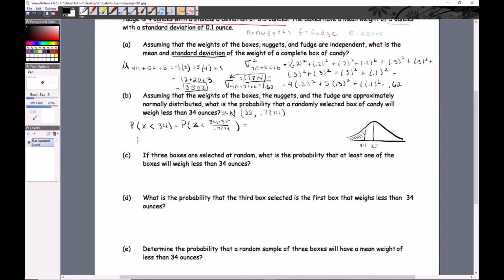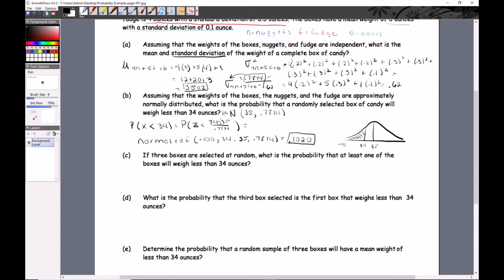All we need now is the normal CDF part. So normal CDF. And so it's going from, remember, negative infinity here. So I'll just put negative 100, something real small, and up to 34. Mean is 35. And standard deviation is 0.7874. And that should give you 0.1020.